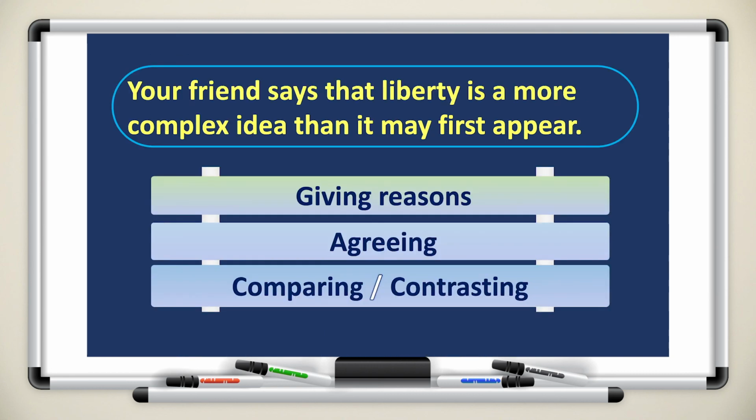The first example we have here is, your friend says that liberty is a more complex idea than it may appear. So someone is saying, liberty is a more complex idea than it may appear. What could you offer? What would you say? You'd give reasons why her answer is true. You'd agree with her. I agree with you. You'd compare and contrast. Liberty is more complex in comparison with other ideas. Or you can use any of the comparative and contrastive connectors you've seen. It's all up to you what you would say in that situation.